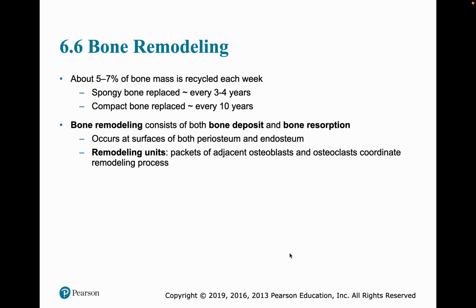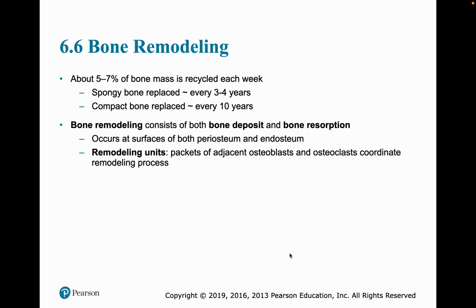And then we'll talk about remodeling. So once we've got our bones, throughout life, as we use them and apply stresses to them or take stresses away, we're going to reshape our bones in a process called bone remodeling. About 5 to 7% of bone mass is recycled each week. Spongy bone is replaced every 3 to 4 years, while compact bone is replaced every 10 years or so.